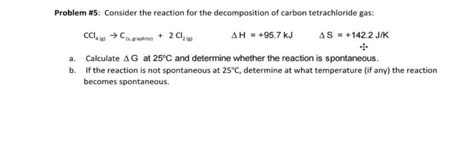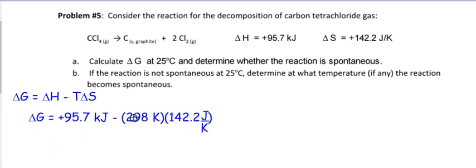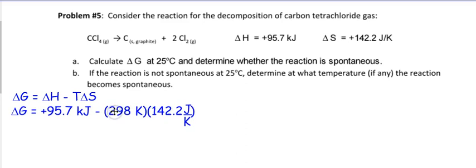Okay, so what we're trying to do in letter A is, at 25 degrees, is it going to be spontaneous at that temperature? So let's find out. We are going to have delta G equals delta H minus T delta S. I am going to plug in the values, and here we go.